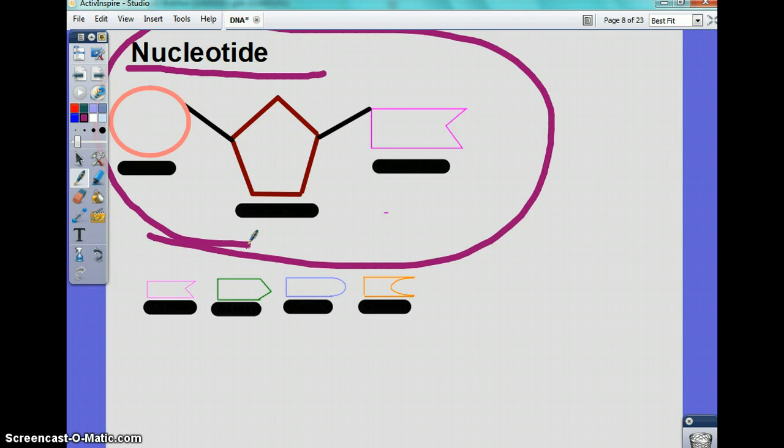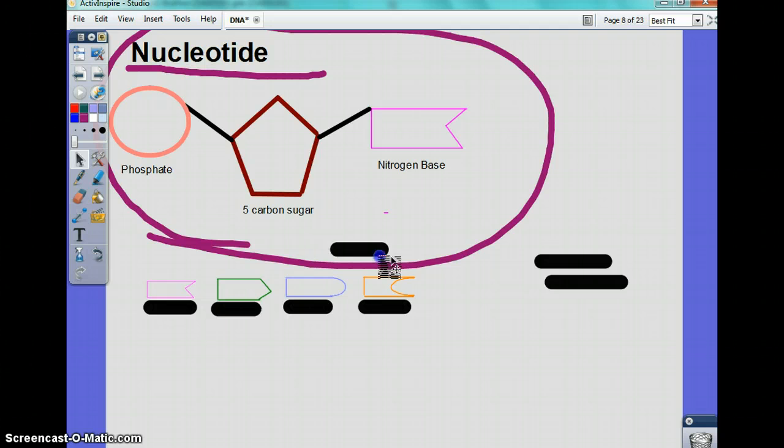So a nucleotide is the building block of DNA. If you look at DNA, all it is is a whole bunch of nucleotides. What varies in the nucleotide? The bases. Because the bases can vary from one nucleotide to another.